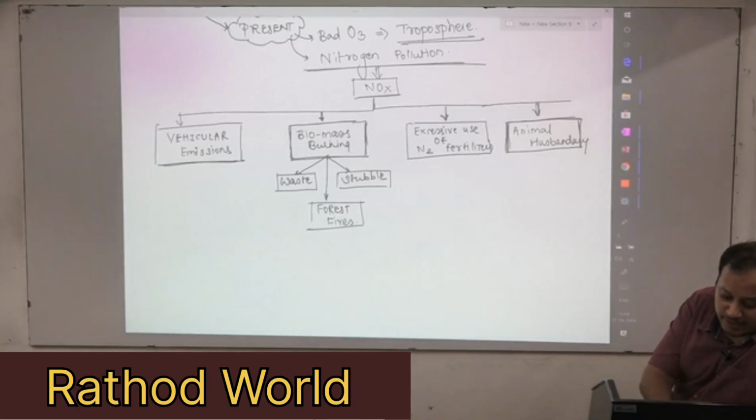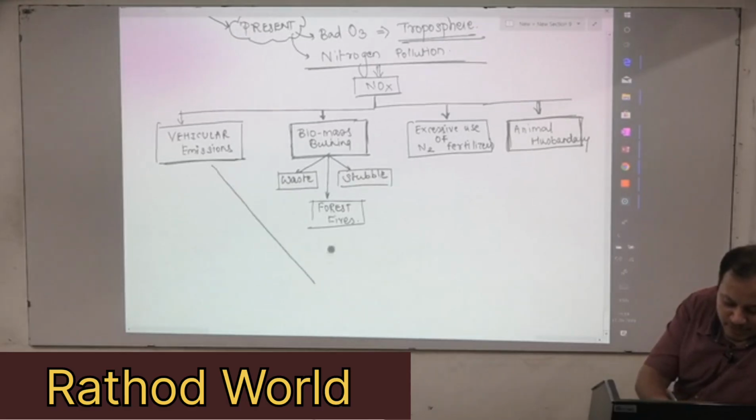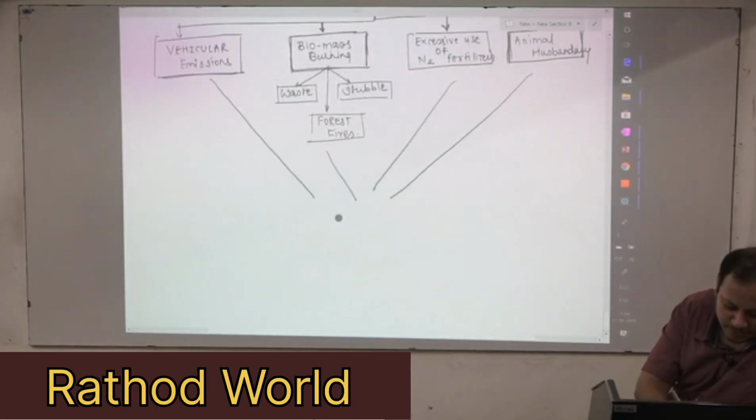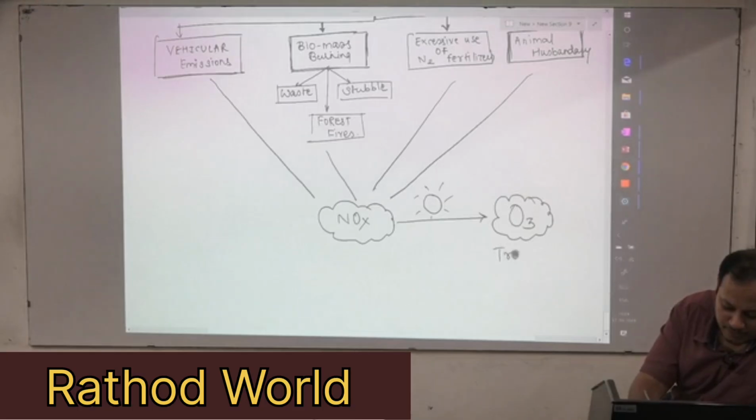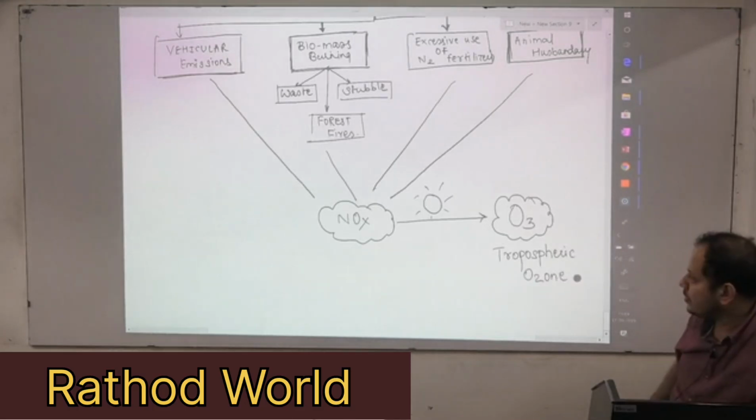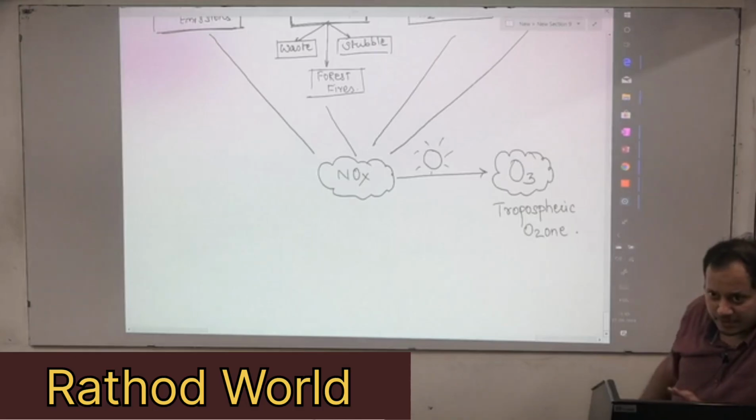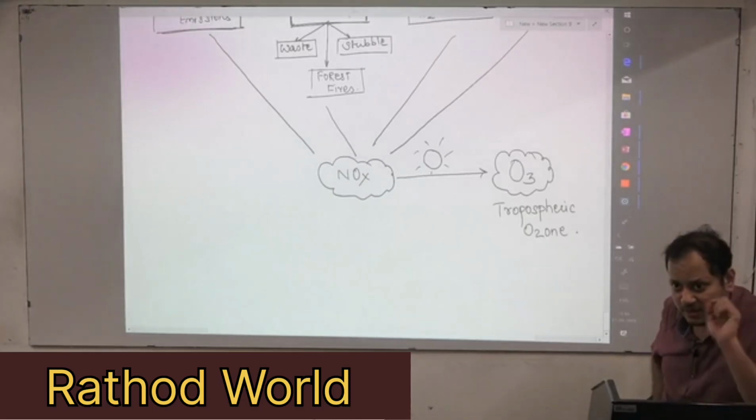Why I am saying this is nitrogen pollution? Because the outcome of any of this will be excess nitrous oxides in the atmosphere. And these nitrous oxides in the atmosphere are always converted, in the presence of sunlight, to ozone. And this results in the formation of tropospheric ozone or bad ozone. Ozone is a very good gas, but in the upper atmosphere. Ozone is an equally bad gas in the lower atmosphere.